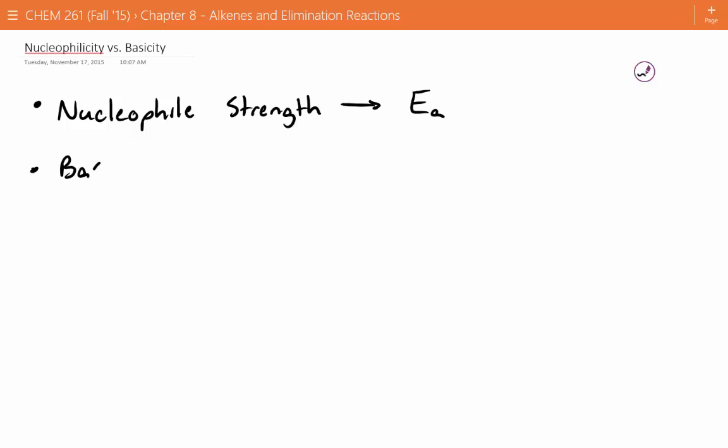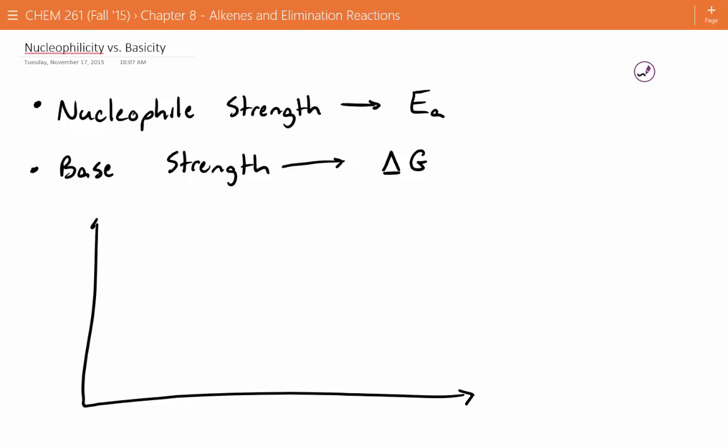With base strength, we're not looking at activation energy. Instead, we're looking at change in Gibbs free energy. So that delta G. And so let's make a reaction coordinate diagram and show this graphically. We've got Gibbs free energy on our y-axis. We've got reaction progress on our x-axis. We're going from starting material to products. It's a one-step reaction. So we're going through some sort of transition state.